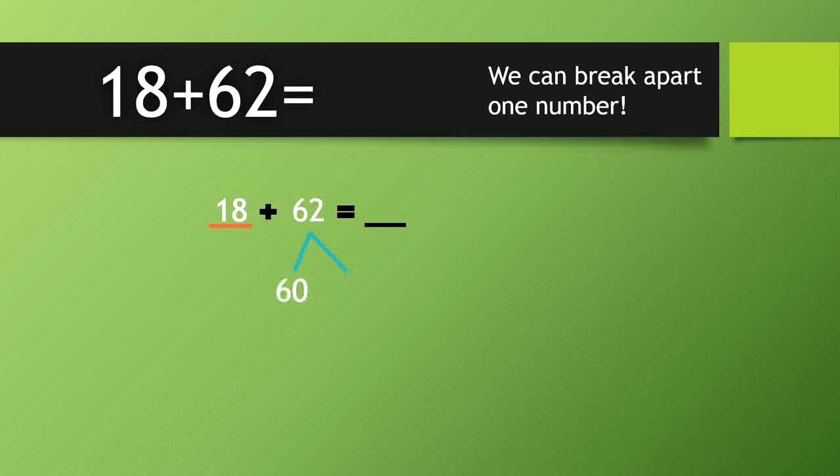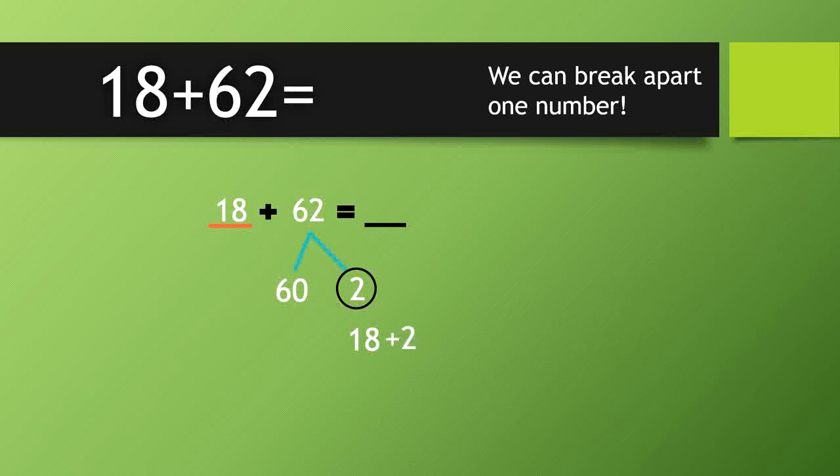60 for the tens, because we see a 6 in that place, and 2 for the ones, because we see a 2. Now, let's bring 18 down, because we're leaving that number alone, and we're just going to add together in parts 60 and 2 to our first number, 18. Which one should we start with? I think it's going to be easiest if we start with 2.